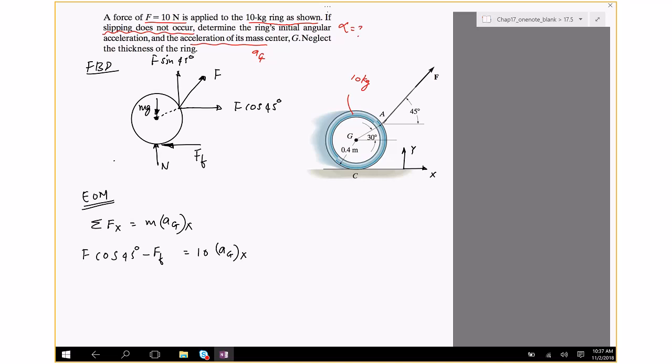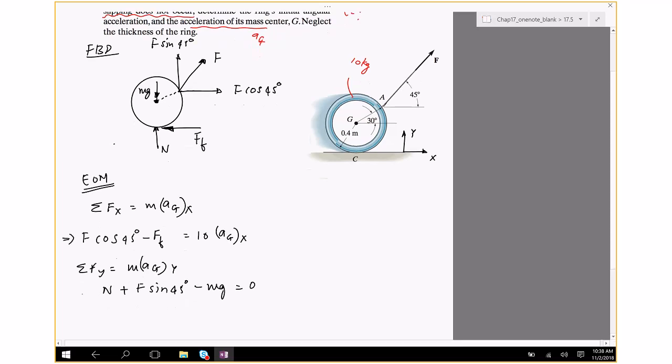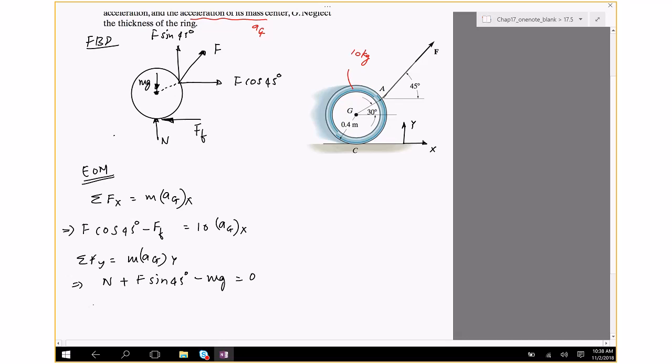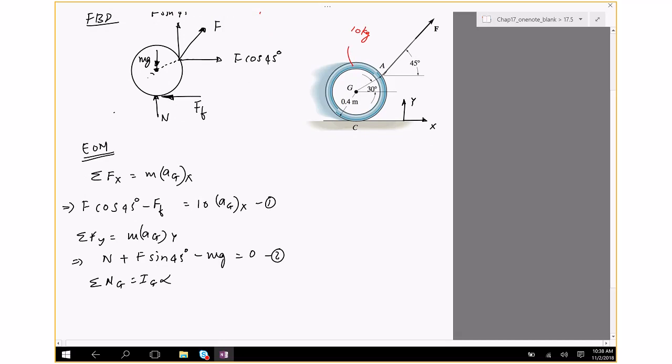I wrote down those three equations using Newton's laws. Fy equals m a_Gy, so N minus mg equals, I'm forgetting something again. N is upwards, F sine 45 is also upwards, minus mg equals 0 because the acceleration in the y direction is 0. Then the moment equation: we call this 1, we call this 2, and the moment about G equals I_G alpha. So we need to find the net moment about G.